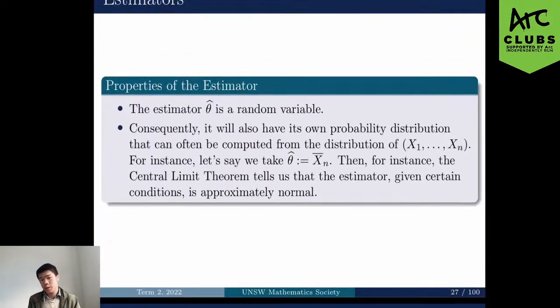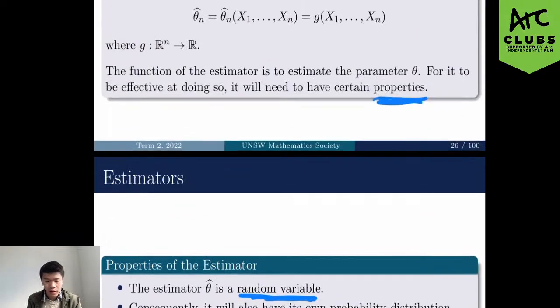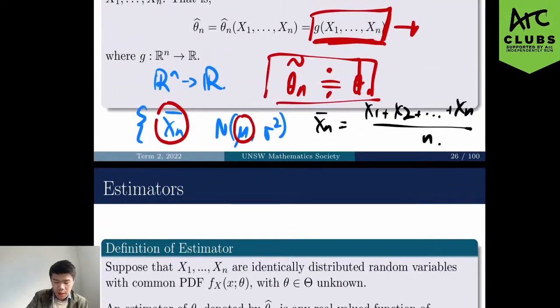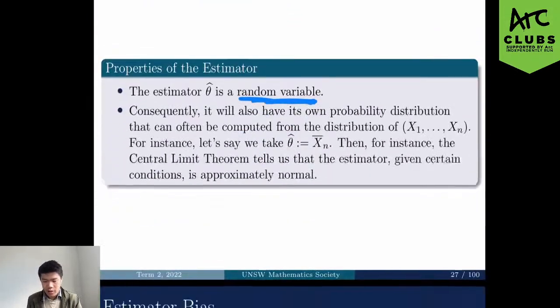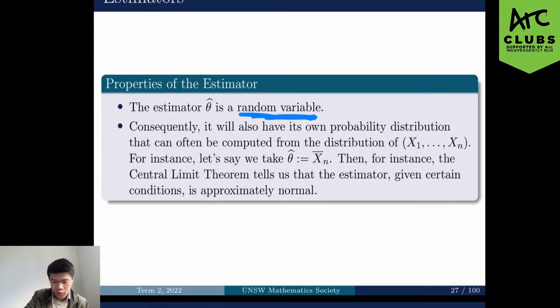So before we actually look into the properties, just a bit of a disclaimer. This is actually a random variable. It's not a number, it's a random variable, right? So for example, the sample mean, this estimator, is a random variable itself. So it can vary as well. We might not get mu. If you take a really bad sample, it's not going to be equal to mu. It can take a range of different values, hence why it's a random variable. And consequently, it has its own probability distribution.